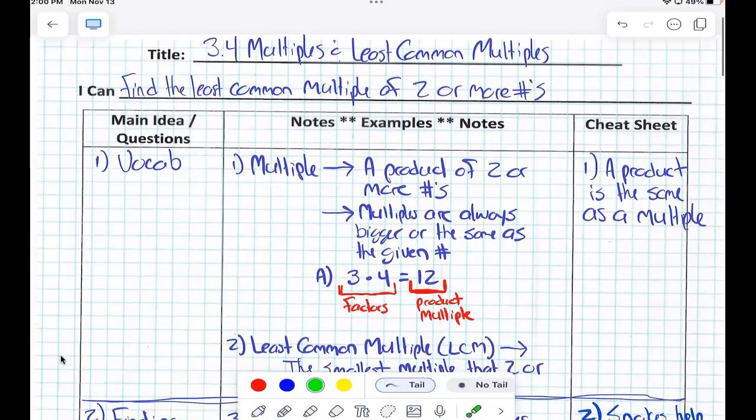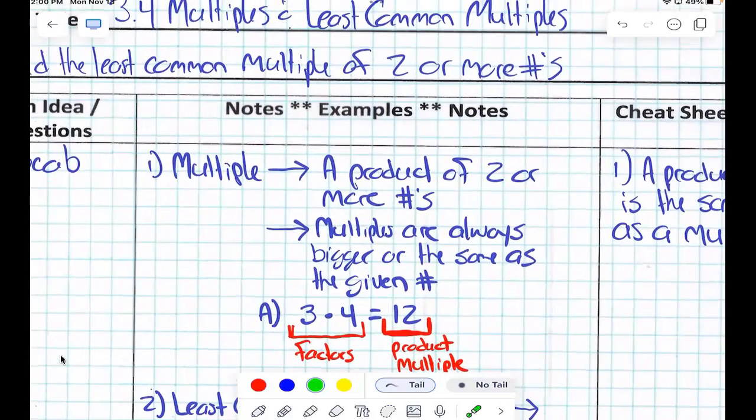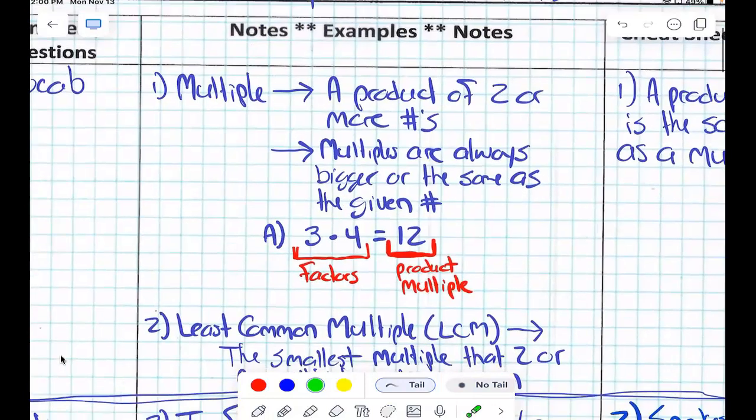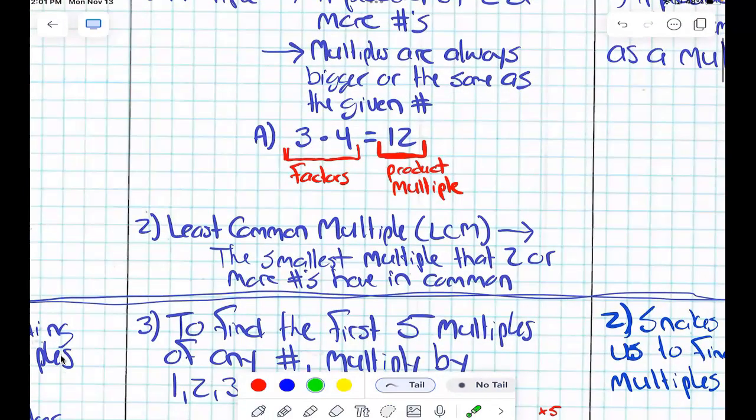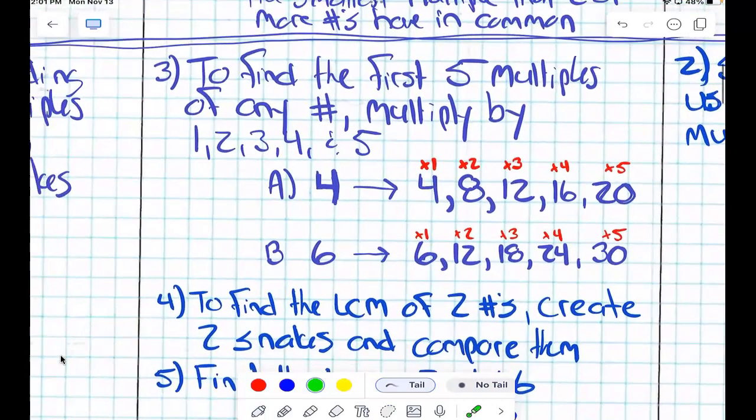All right, really quick. A multiple is the exact same thing as a... Say again? This is a multiplication problem right there, yes or no? Yes. What is this part called? Factors. And what is this part called? Product. Product or the multiple, right? So is 12 a multiple of 3? Yes. Is 12 a multiple of 4? Yes. Least common multiple, we'll talk about that in a second. Okay, so here we go.